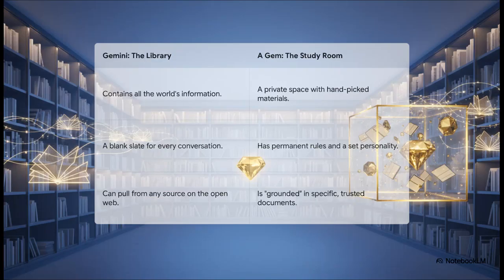Okay, this chart gets right to the heart of it. Think of this standard Gemini as that public library on the left. It knows everything, sure, but every time you talk to it, it's a blank slate. Now, a custom gem on the right? That's your private study room. In there, you've already handpicked the books from the shelves, you've set the house rules for the conversation, and you've made sure it only uses the materials you've provided.